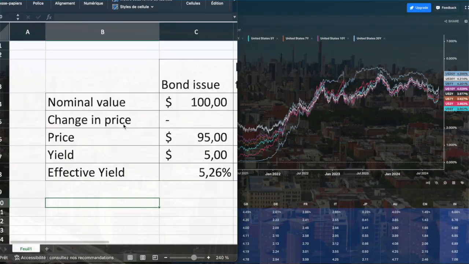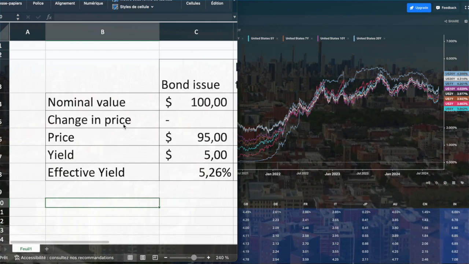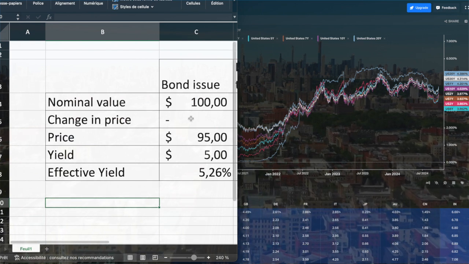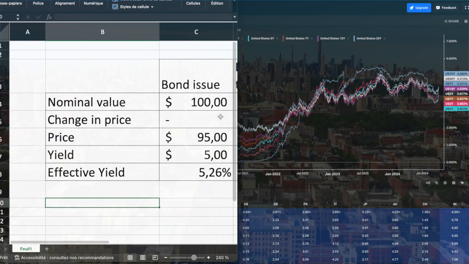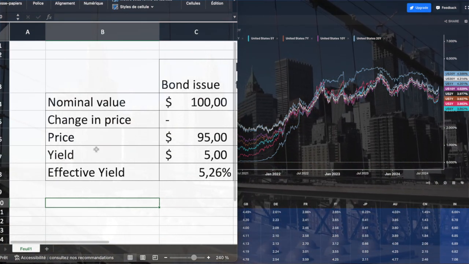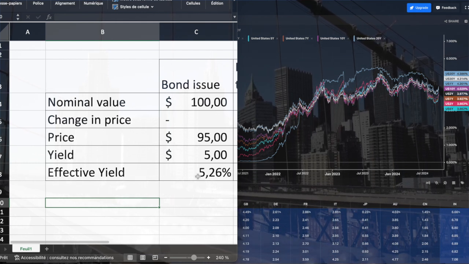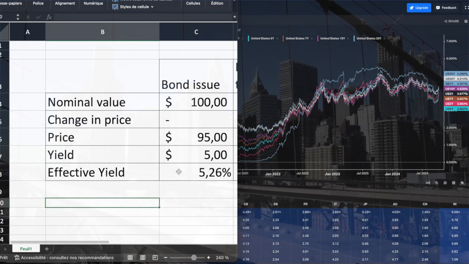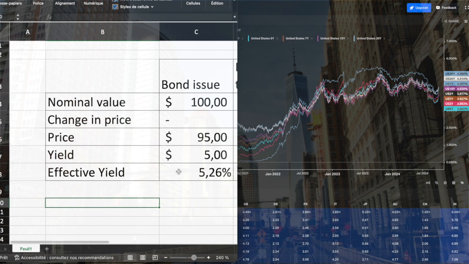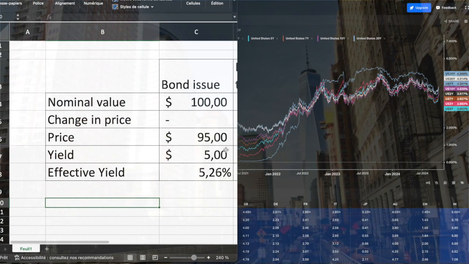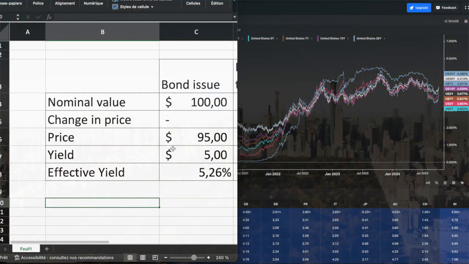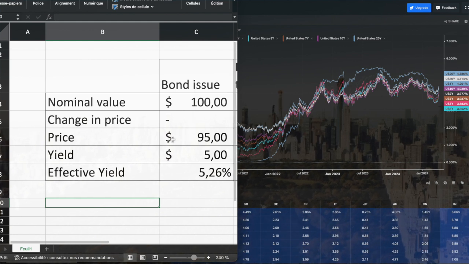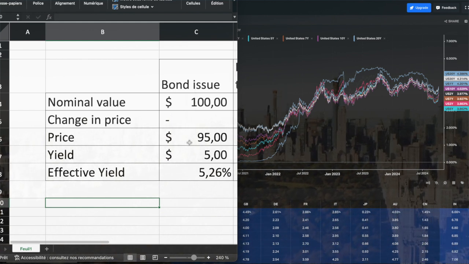Let's say we issue a bond, right? We want to underwrite a bond. It will have a nominal value at the beginning of $100. That doesn't change. The principal of the bond is $100. Now, you put it on the market for sale today at $95, okay? It will be sold today at $95. So you will have a $5 interest on that bond. And so basically, if somebody buys that bond, they're going to pay $95 today.